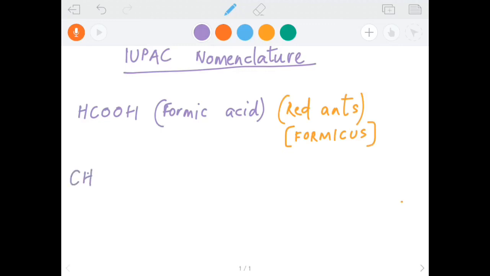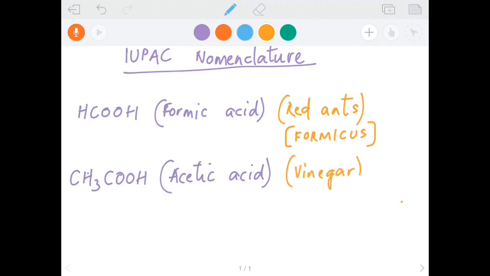Similarly, we have another acid which is very popular, and this is called acetic acid. Just like formic acid, acetic acid also got its name from a source which was vinegar, where we find a large quantity of it, from a local language that used the word acetum. And that is how acetic acid came into existence.